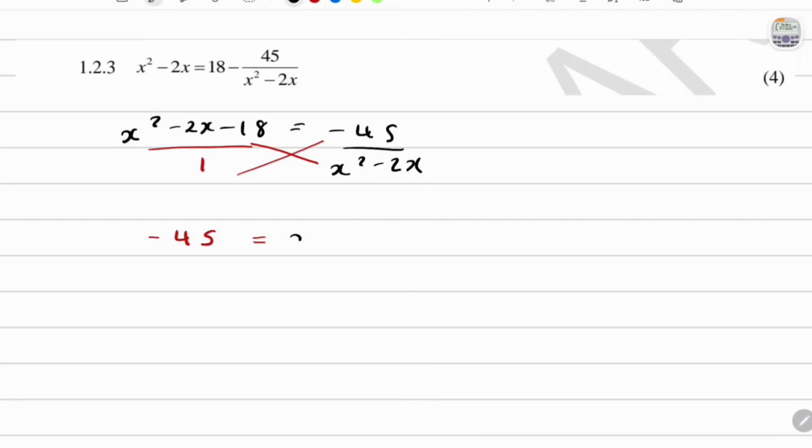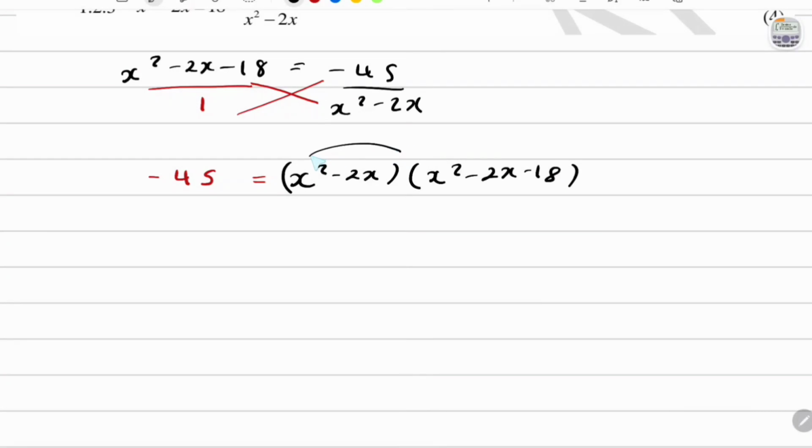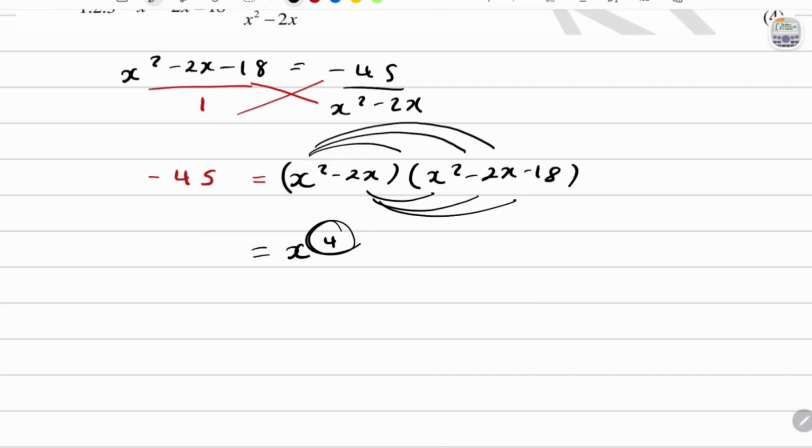You see the issue with this? This is x squared minus 2x, and you'd be multiplying it with x squared minus 2x minus 18. That becomes a problem when you start distributing. You have x squared times x squared, which gives you x to the power of 4. When your equation has a 4th power, it means you have 4 possible solutions, and now you have to figure out how to factorize that. That's going to be really complicated.